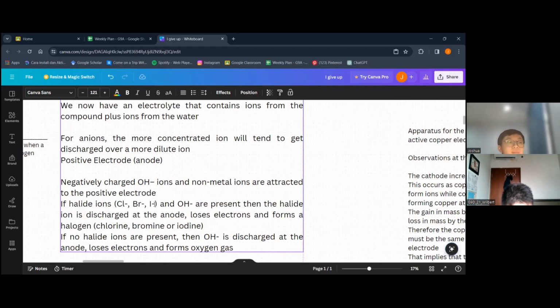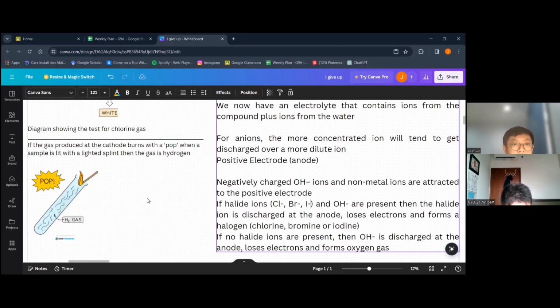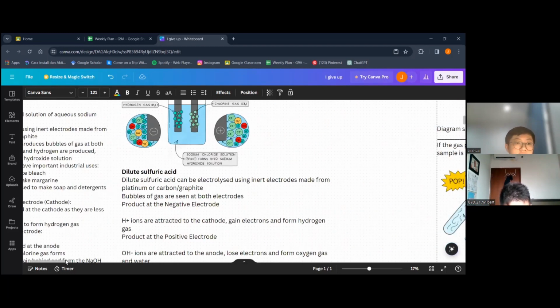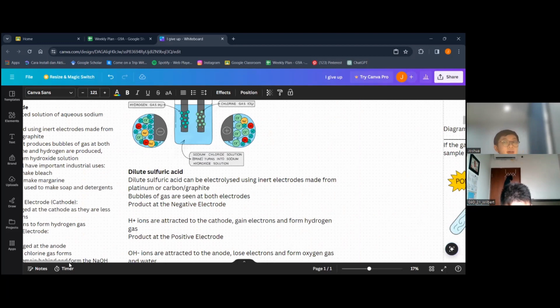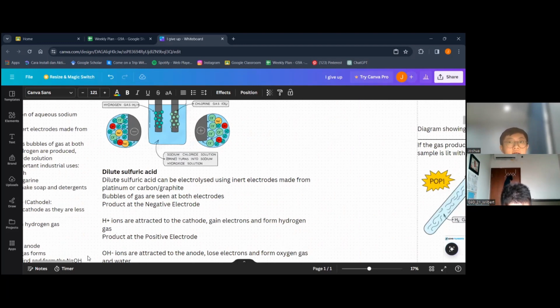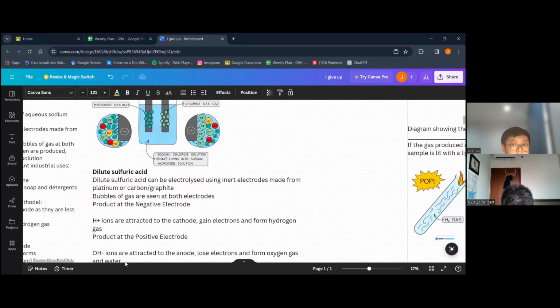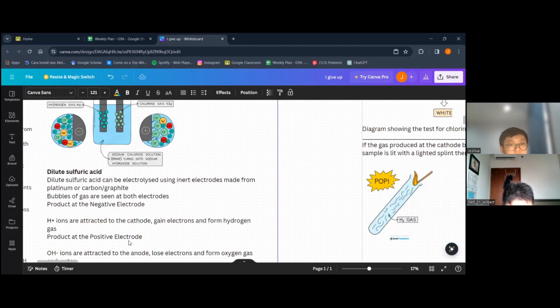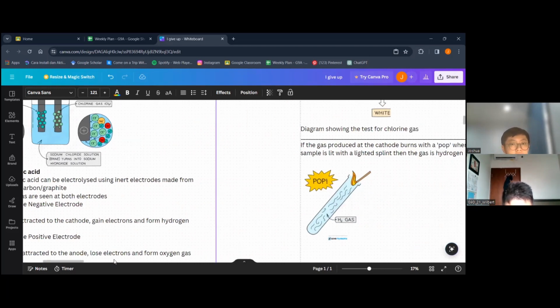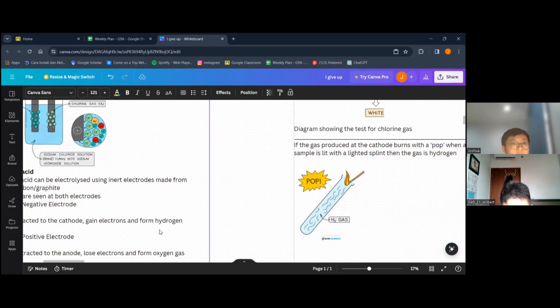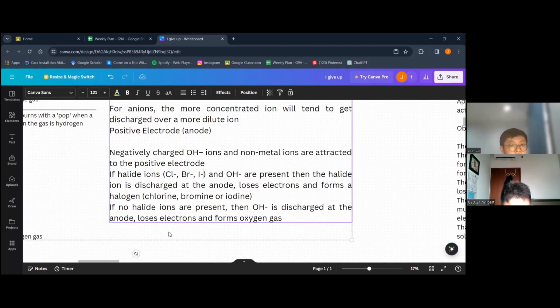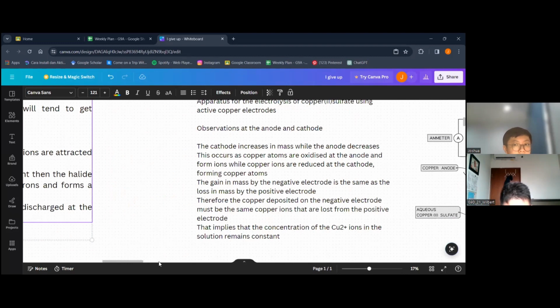Like earlier, with dilute sulfuric acid, if you still remember, it's H2SO4. There are no group 7 elements in there as individuals. So that's why the OH group is the one getting electrolyzed. And that is the basic reason. And going further with that, this example can be skipped.